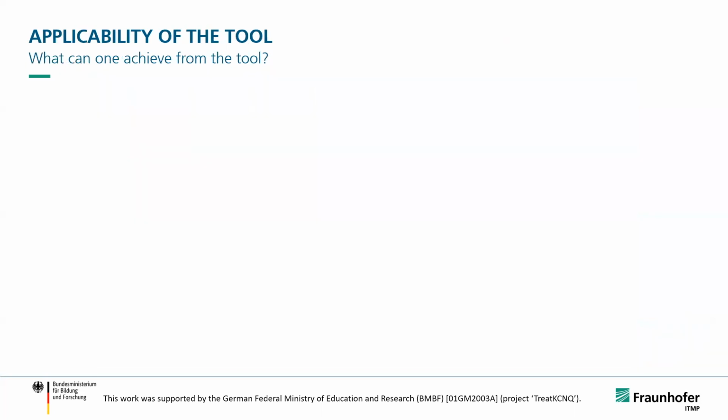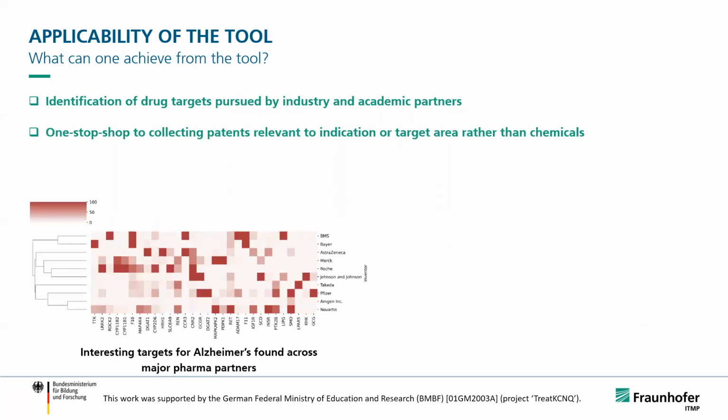Once you collect all of these patents, there are a number of things that you can achieve. First, you can identify drug targets that are currently being pursued by industry and academia partners and find potential collaborators, for example. B, it's a one-stop shop for collecting patents relevant to an indication or a target area, rather than from a chemical-centric approach, which is the classic way of finding patents.